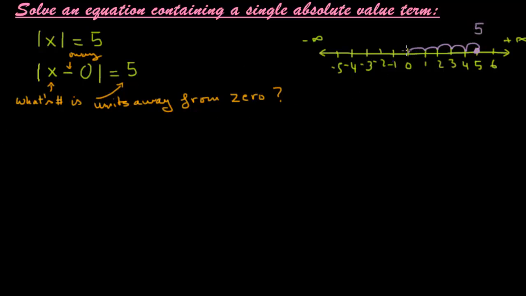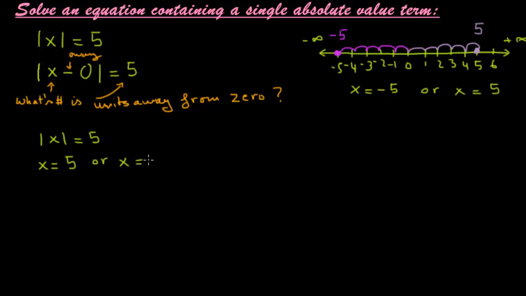How about the left side? Let's count 1, 2, 3, 4, 5. So -5 is also 5 units away from 0. So we have x equal to -5 or x equal to 5. Let's rewrite the whole thing to make the problem more clear. Absolute value of x equal to 5. The answer is x equal to positive 5 or x equal to -5. It comes straight from the graph.